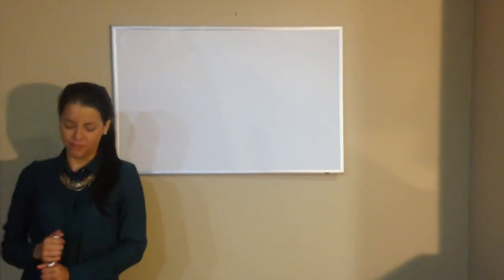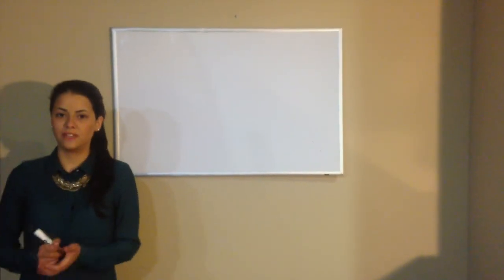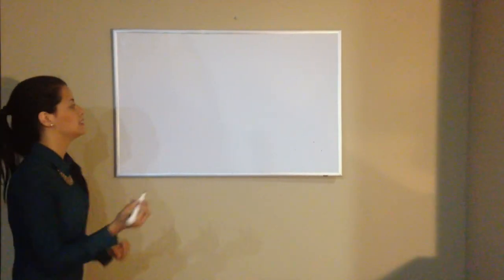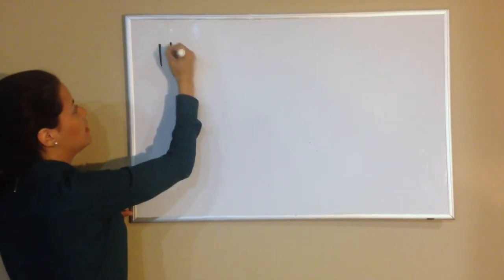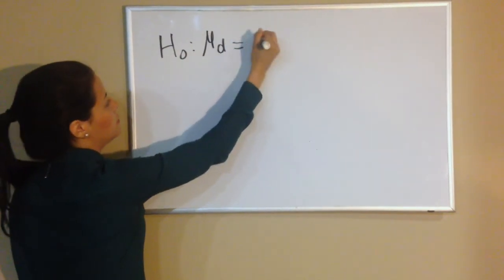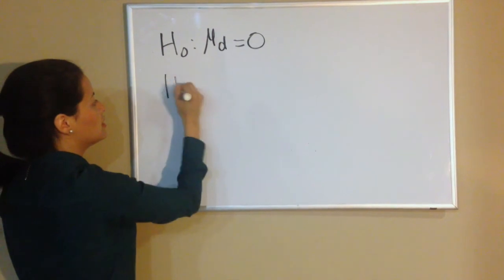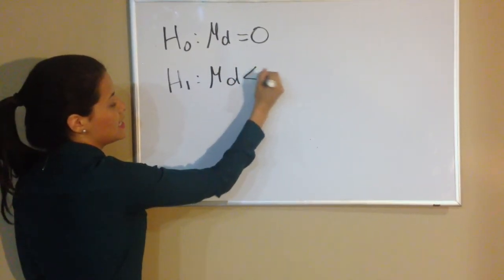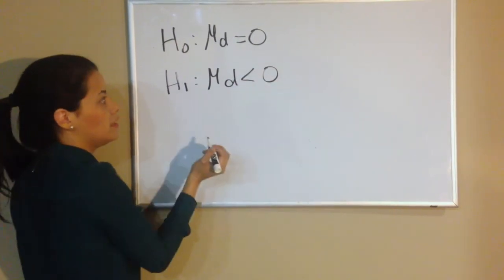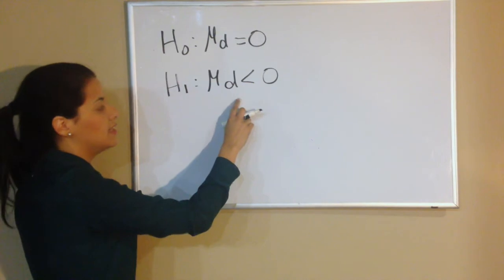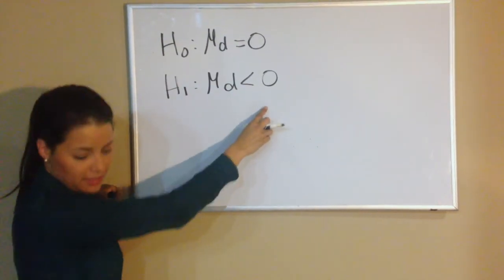Now that we have the difference between the two sets of data, we're going to perform a t-test. But first, let's state the hypotheses. We have that our null hypothesis is the mean difference equals 0. And our alternative hypothesis will be less than 0, since Professor Nell wants to know if the reaction time of the dominant hand is less than the non-dominant hand.